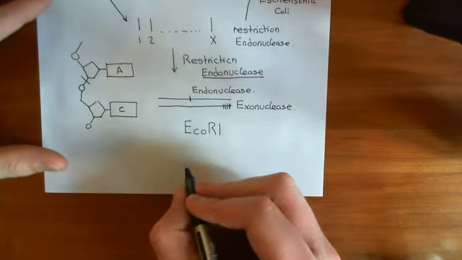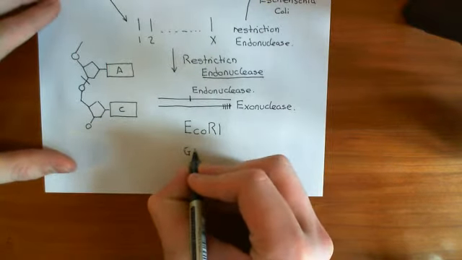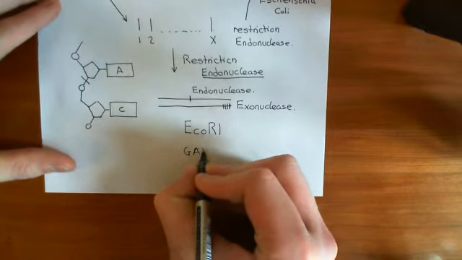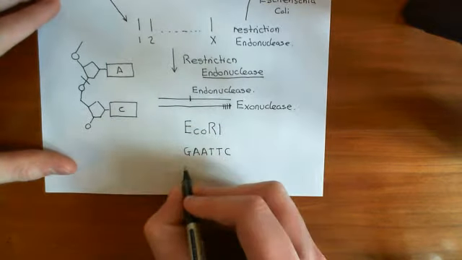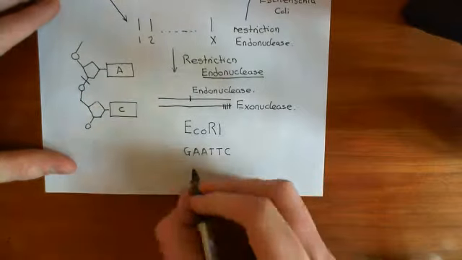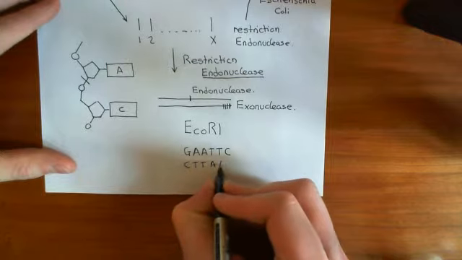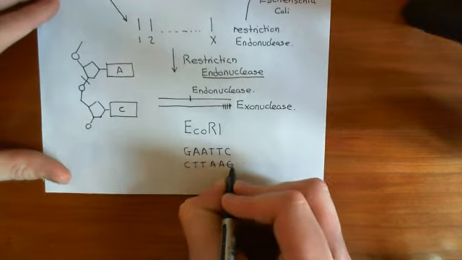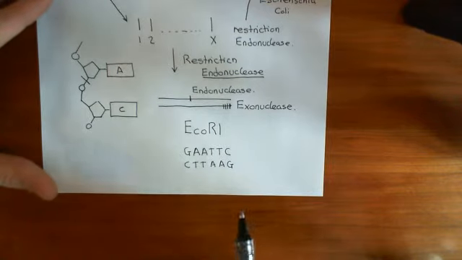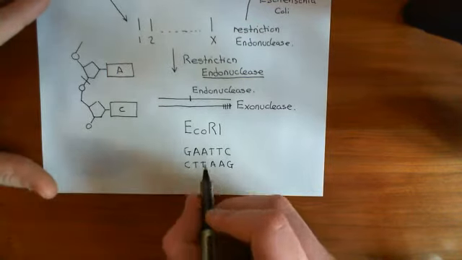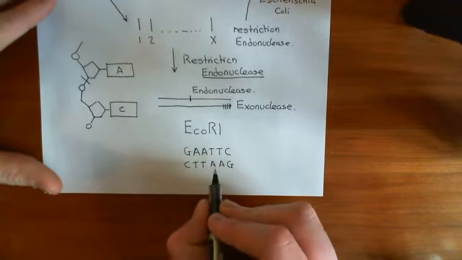So basically, EcoR1 cuts DNA at a certain recognition site, which is GAA-TTC. Okay, and then the complementary sequence to that is going to be CTT-AAG. So this is the recognition sequence for EcoR1. It will go over to DNA, and if it sees this sequence, it will bind to it, and it will cut the DNA.